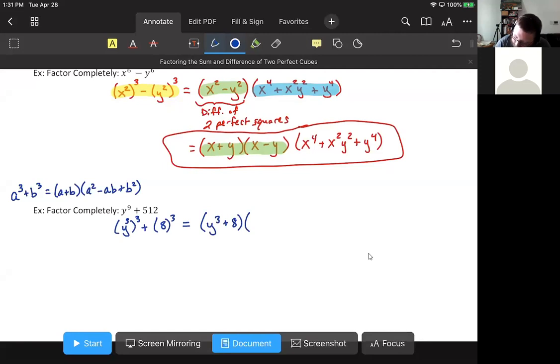And then y cubed times y cubed would be y to the sixth, minus y cubed times 8 would be 8y cubed, plus 8 times 8 would be 64. Again, what we're doing here is following that same pattern.